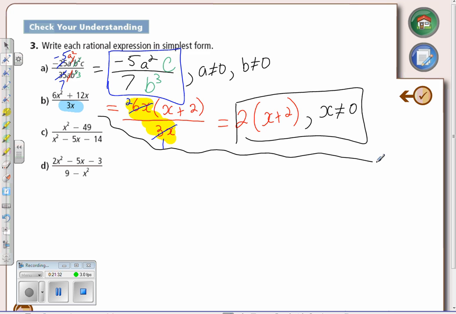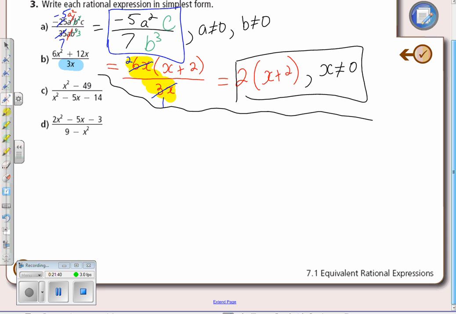Let's look at part C. Factoring the numerator, factoring the denominator, and then we can continue with it. So we're going to say that it is equal to difference of squares here, so x plus 7, x minus 7, over factoring that denominator. Sum of -5, product equals -14. And that gives me -7 and a positive 2. So x plus 2, x minus 7.